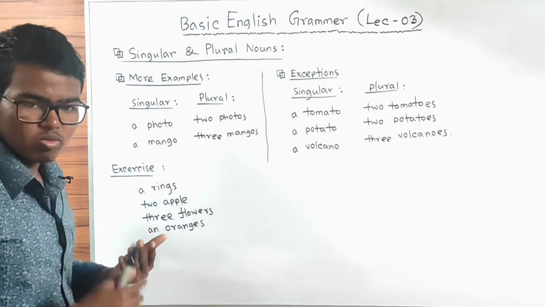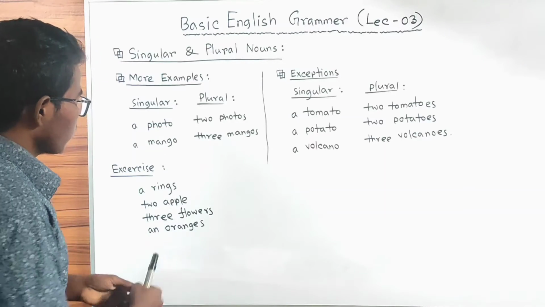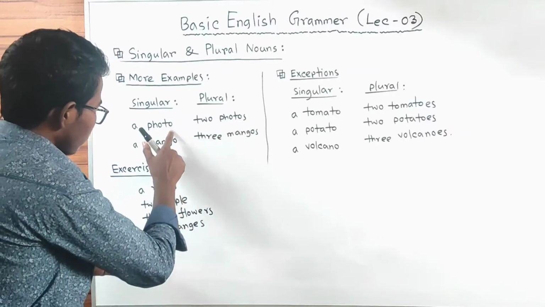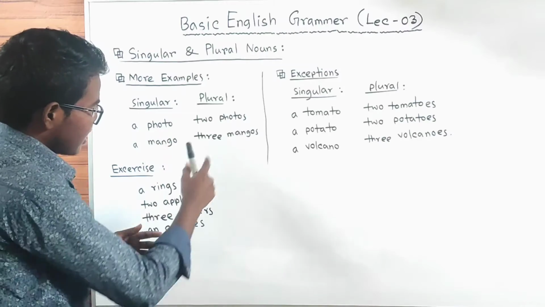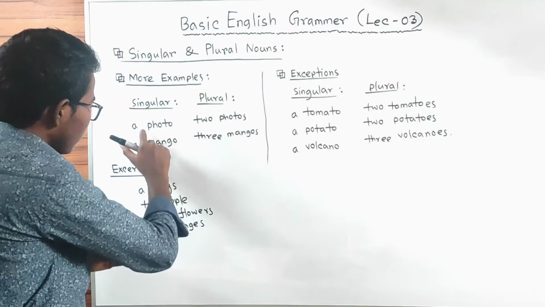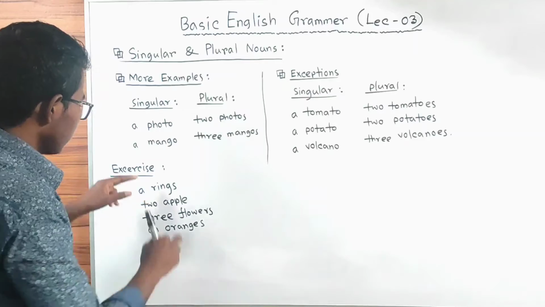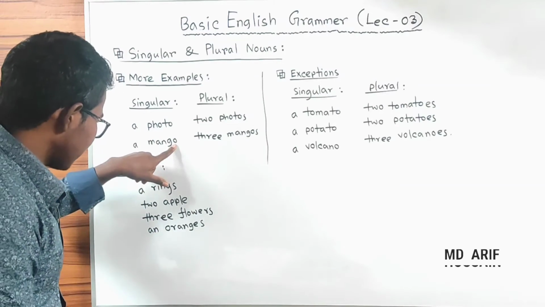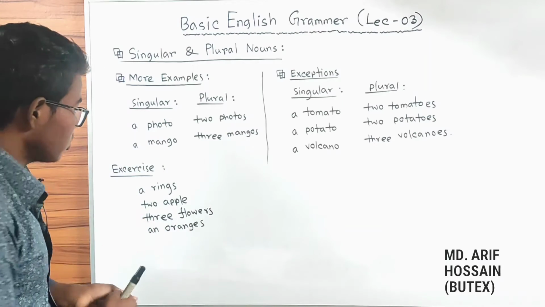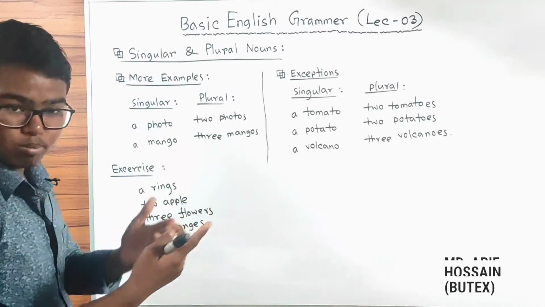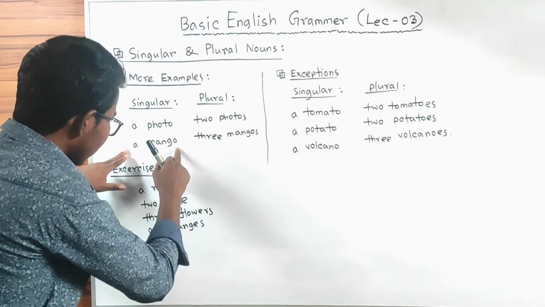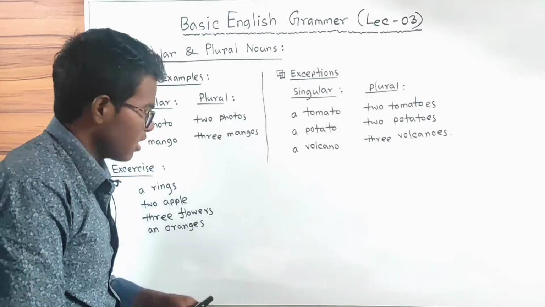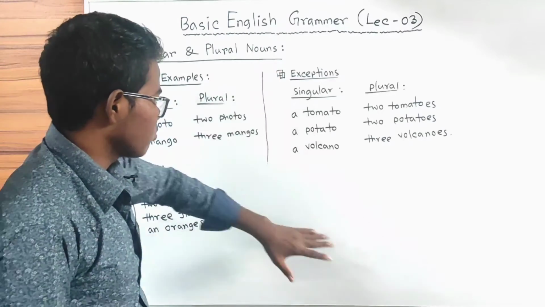A photo means one photo, but to make it plural we have to add simply s. Two photos, we have o at the end here and we just add s to make it plural. One photo, two photos. A mango, that means one mango, here we have o at the end and we use s to make it plural. A mango, we have o at the end, we just put s to make it plural. Three mangoes. But here are the exceptions.